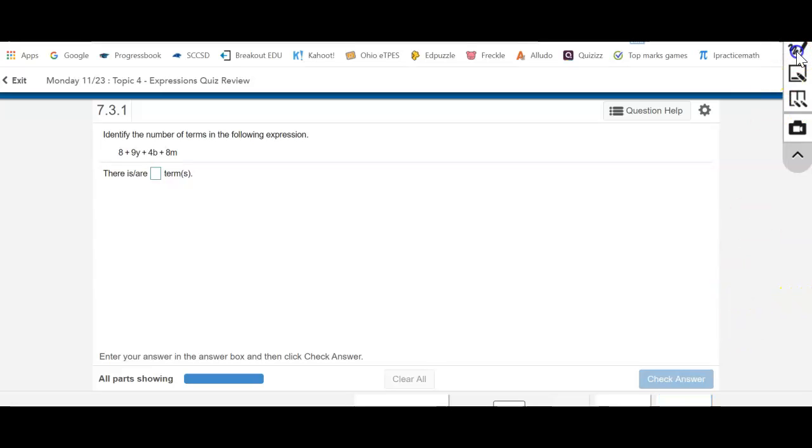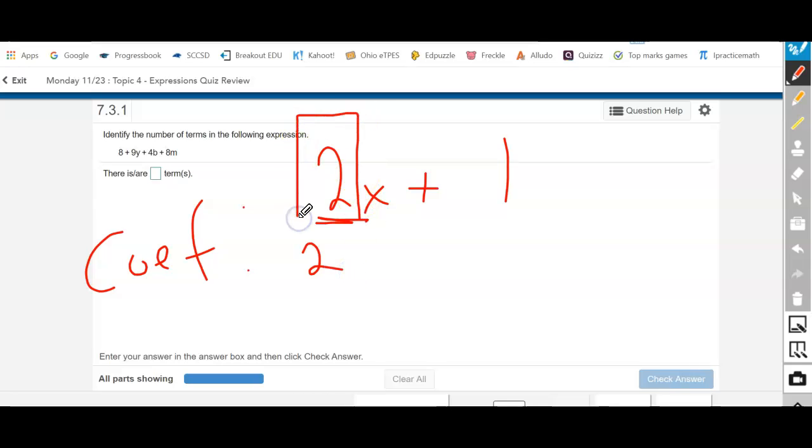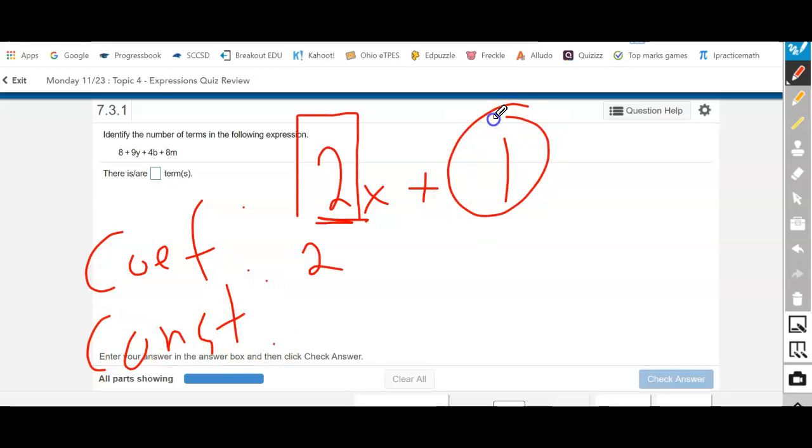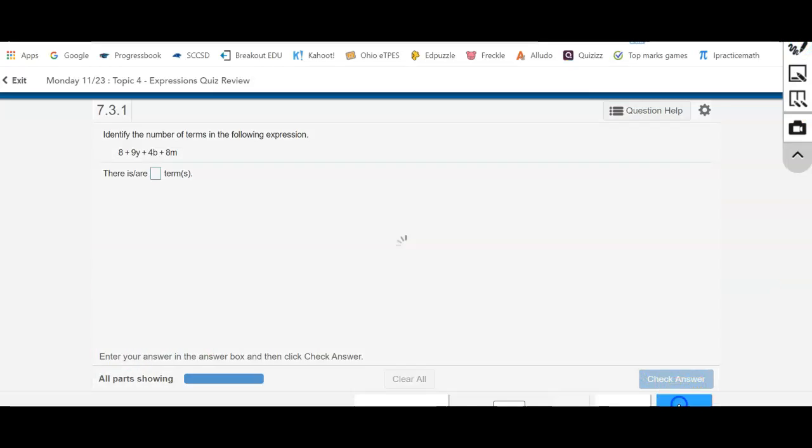You're also going to have one on your quiz tomorrow that is 2x plus 1. And it says, what is the coefficient? Well, the coefficient is the number that's sitting in front of your variable. Don't put the x with it, otherwise it's going to count it wrong. Then it'll say, what's the constant term? The constant is the number that's sitting by itself with no variable. All right? So you will have one like that on the quiz as well.